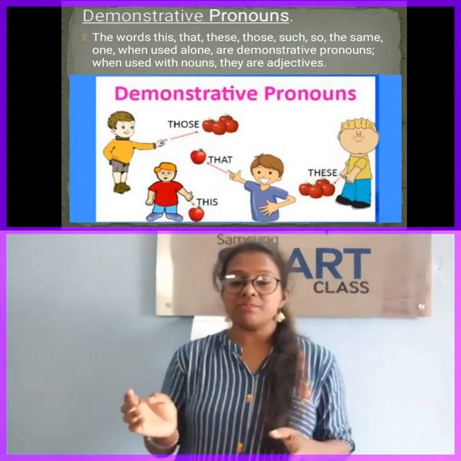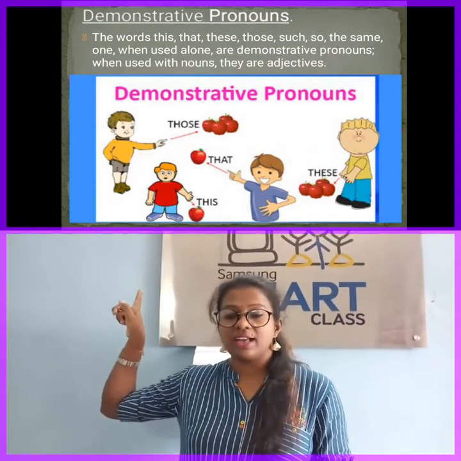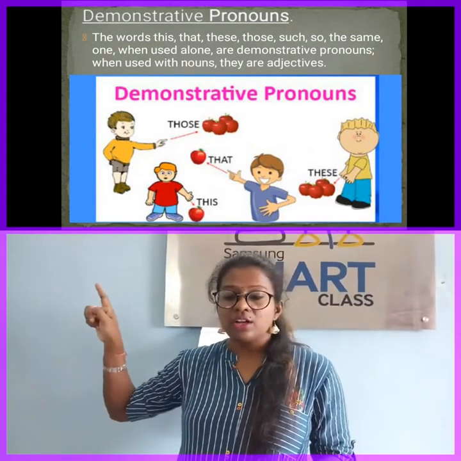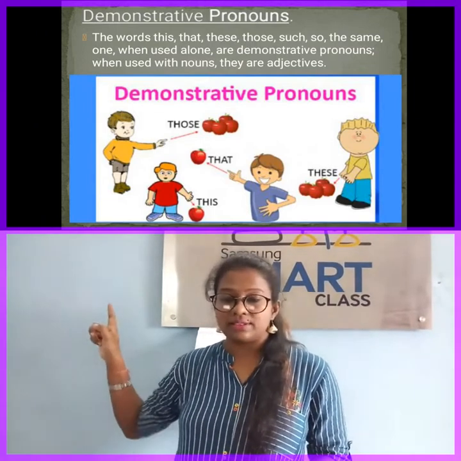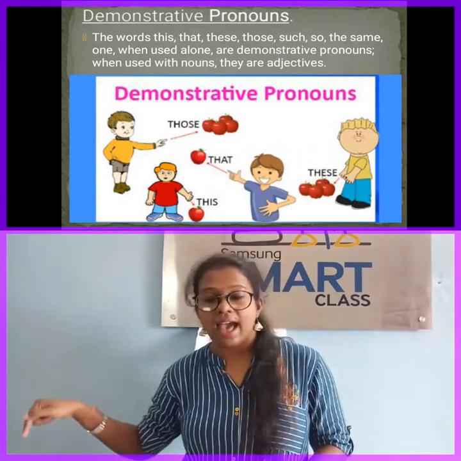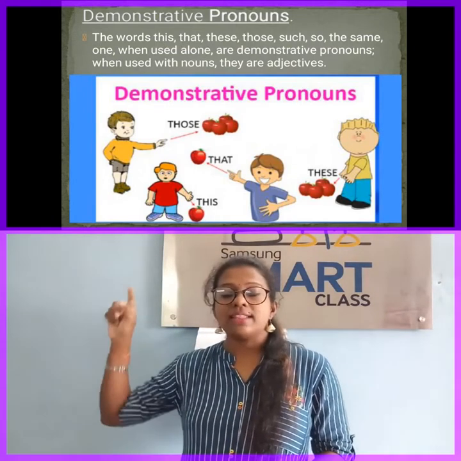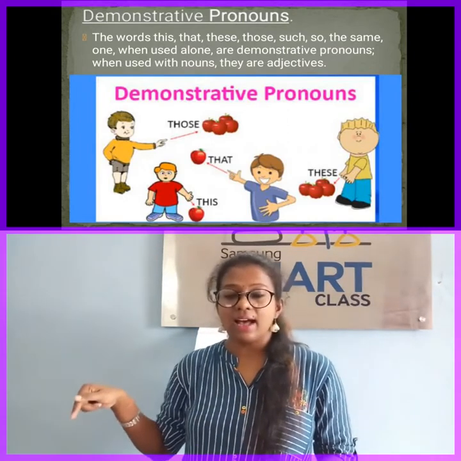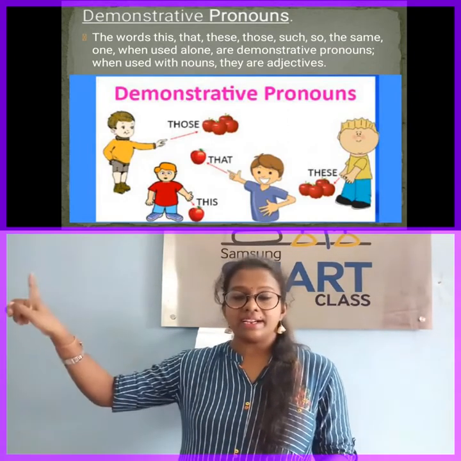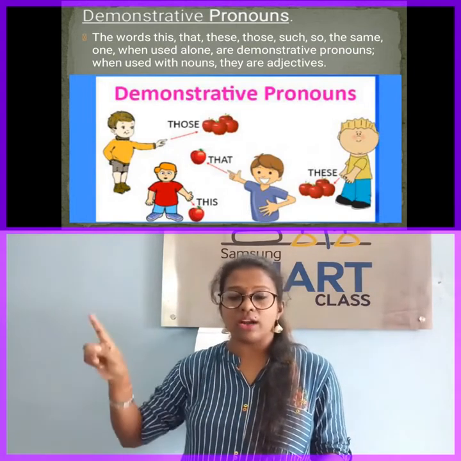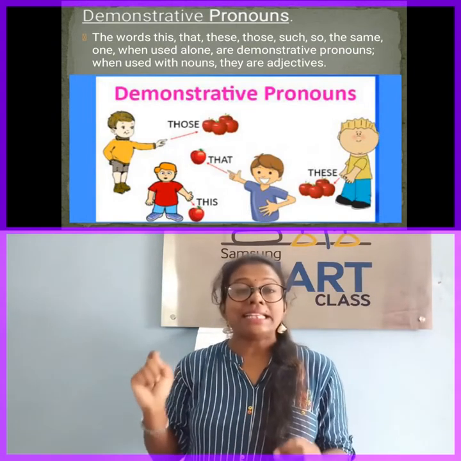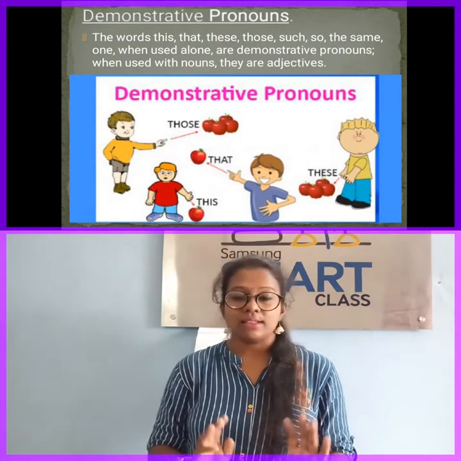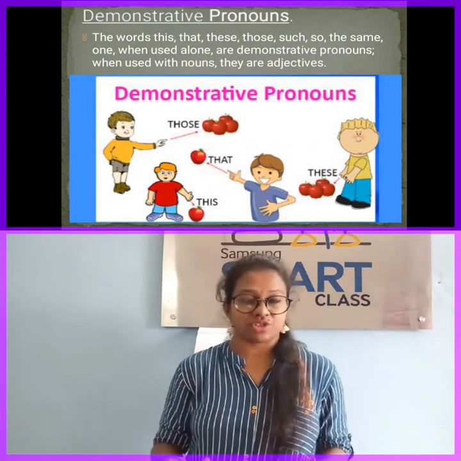So you see the demonstrative pronouns. You see the picture there, children. That there are several pictures. The first boy is showing, those are the apples. Then the second one, this is an apple. The third one, that is an apple. And the fourth one, these are the apples. So they are indicating certain things. So that's why those, that, these, such, when you use these words, we call them the demonstrative pronouns.